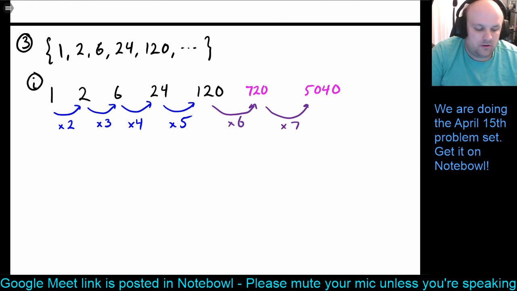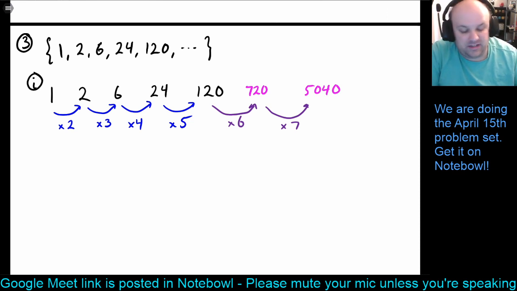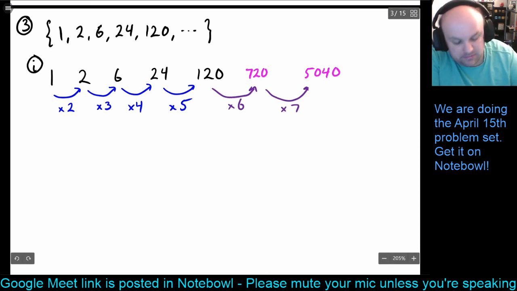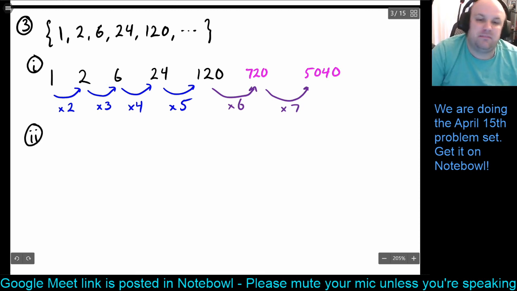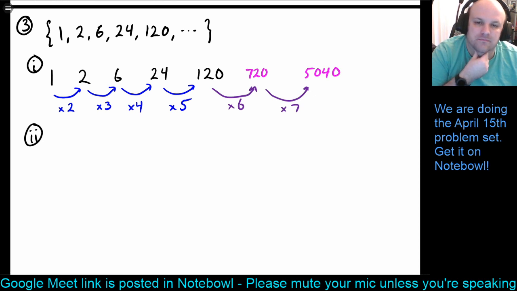So hopefully this makes sense so far. Now let's look at finding a recurrence relation for this one, because we're not just multiplying by the same number over and over anymore. We're multiplying by something sort of fundamentally different, right? So how do we set this up?